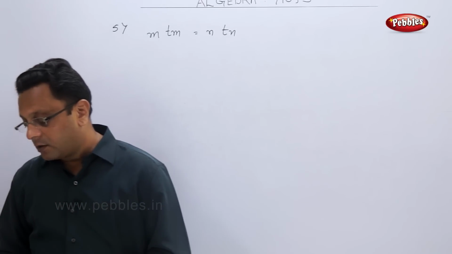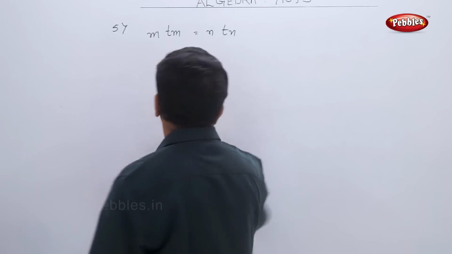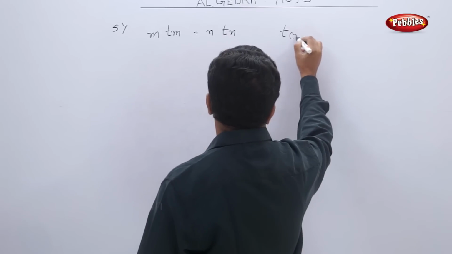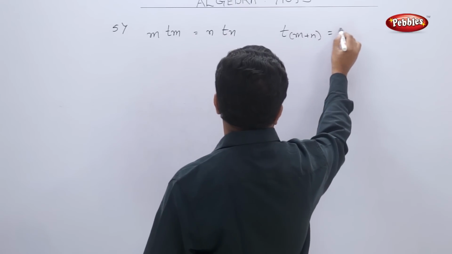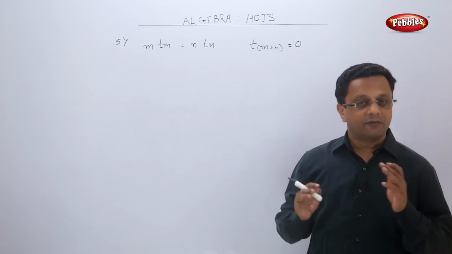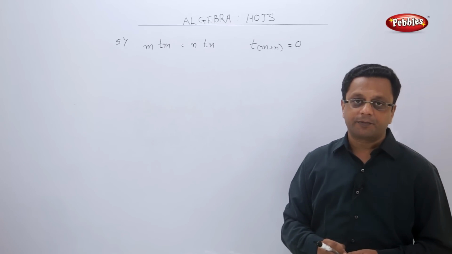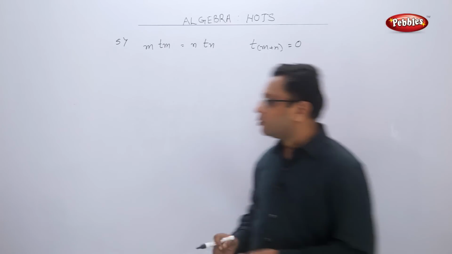Then show that the m plus nth term of the AP is 0. Then we have to show that T m plus n equals 0. Okay, this is very simple. This is just like we have solved the first example. How will you do this?